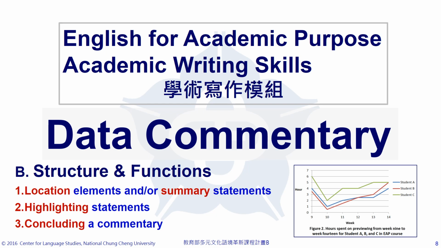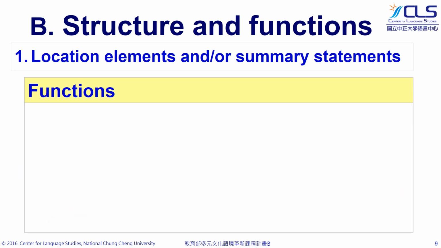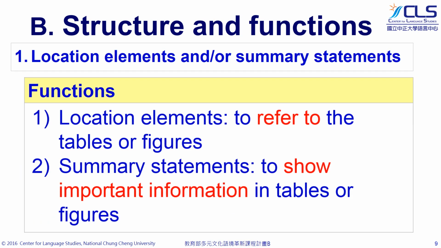Now, let's move on to learn its structure and functions. There are 3 elements in the structure, and they appear in the following order: location elements and/or summary statements, highlighting statements, and concluding a commentary. So the first part of data commentary is the location elements and/or summary statements. Location elements direct readers to the tables or figures, and summary statements show important information or key findings of the data in tables or figures.